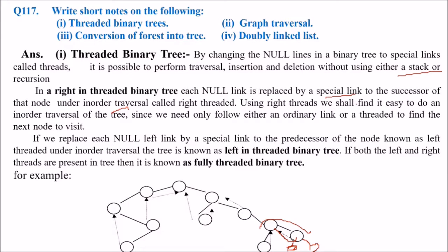Using the right thread, we find it easy to do an in order traversal of the tree, since we need only follow either an ordinary link or a thread to find the next node to visit. If you replace each null left link by a special link to the predecessor of the node, known as the left thread, under the in order traversal, the tree is known as a left threaded binary tree. The previous one was a right threaded binary tree. This is a left threaded binary tree. And if both the left and right threads are present in the tree, that is known as a fully threaded binary tree. This is the example.